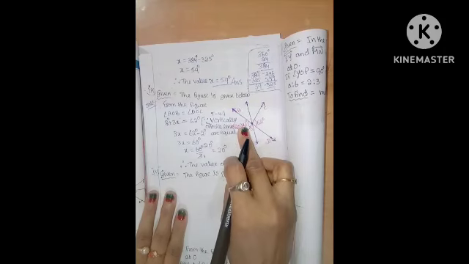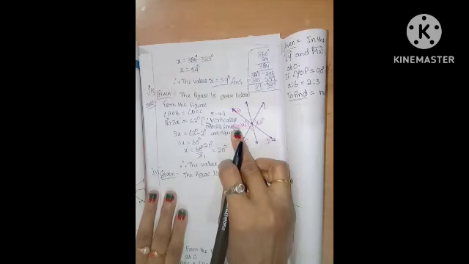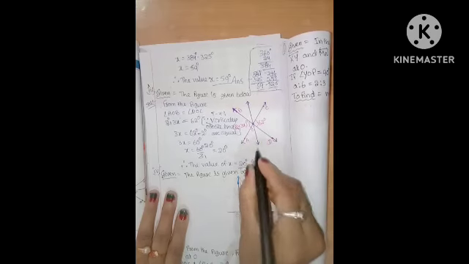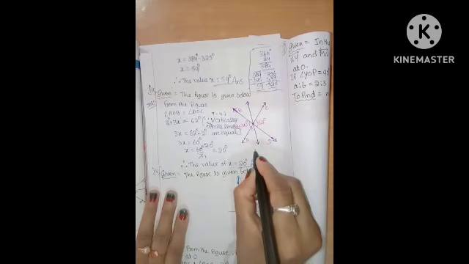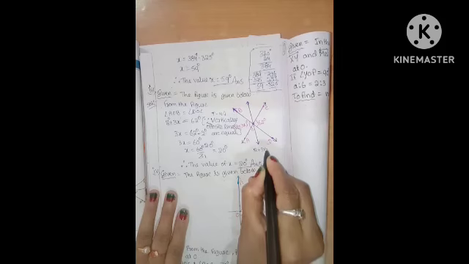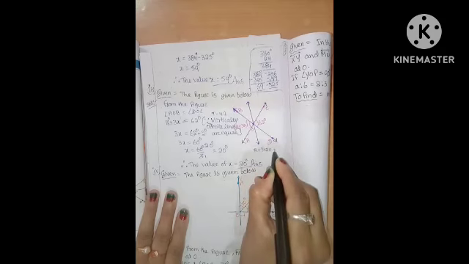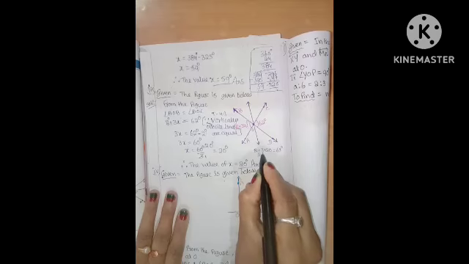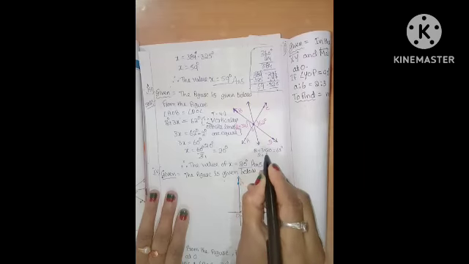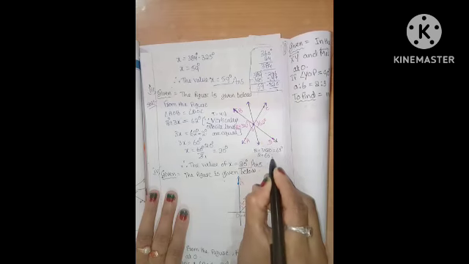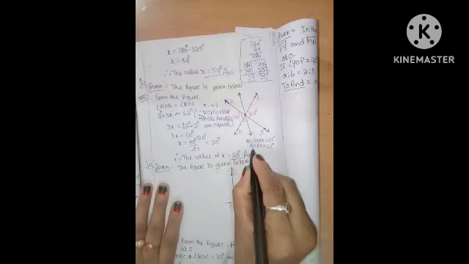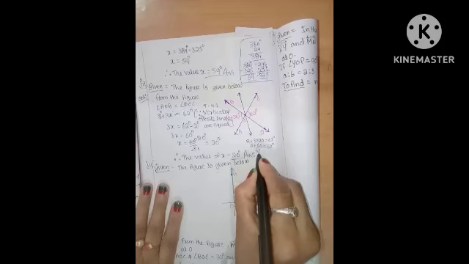X value we are substituting in this place. What's that? 2 plus 3 into 20. 2 plus 3 into 20, it is nothing but what's that? 2 plus 3 into 20 is equal to 62 degrees. So 2 plus, 3 into 20, it is nothing but 3 2s are 6, 60 only. So 2 plus 60, it is nothing but 62 degrees.